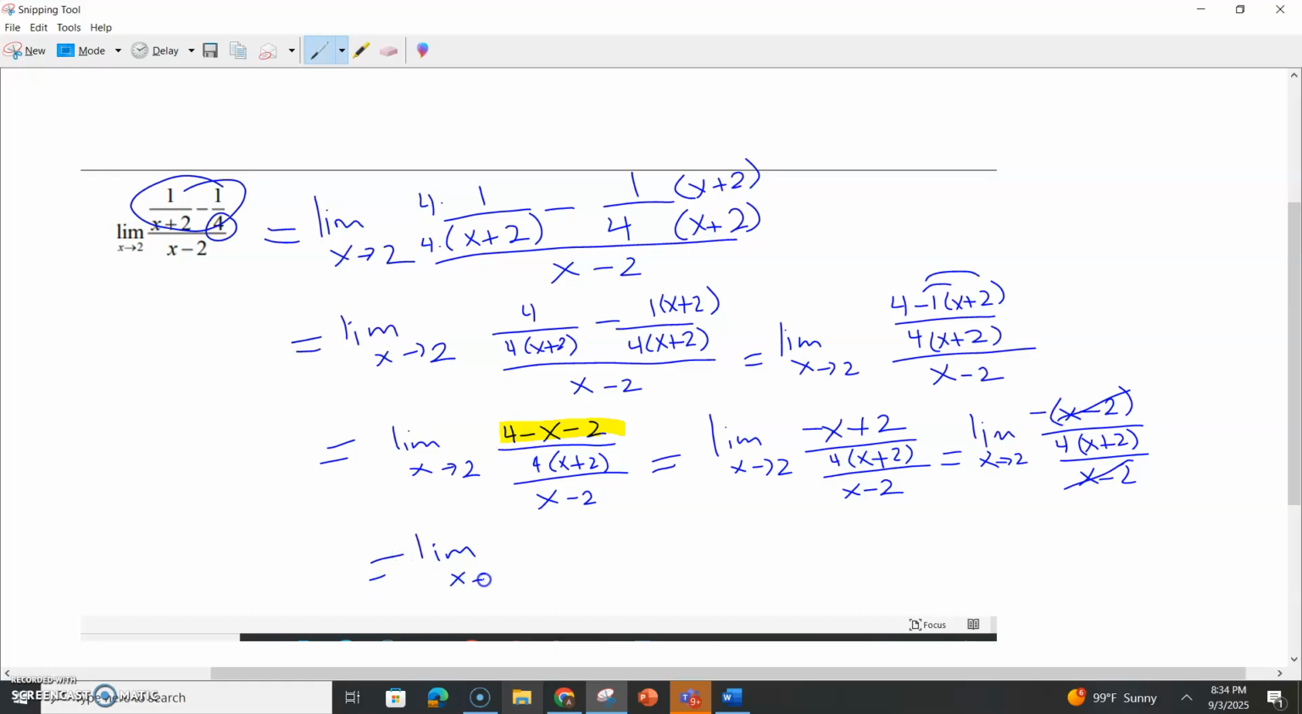leaving me with the limit as x approaches 2 of negative 1 over 4 times x plus 2. And at this point, I can evaluate my limit. So I get negative 1 over 4 times 2 plus 2, which is negative 1 over 4 times 4, which is negative 1 over 16. That's pretty much it.